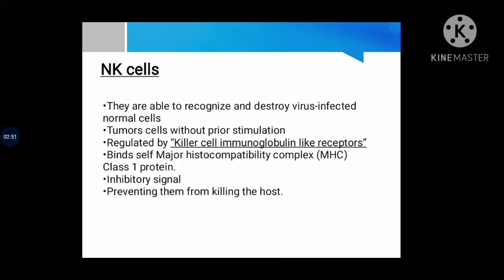NK cells, or natural killer cells, are so called because they are able to recognize and destroy virus-infected cells as well as tumor cells without prior stimulation. This activity is regulated by killer cell immunoglobulin-like receptors on the NK cell surface that are specific for major histocompatibility complex class 1 molecules. NK cells bind self-MHC class 1 proteins expressed in nucleated cells. This receptor delivers inhibitory signals, preventing them from killing the host cells.